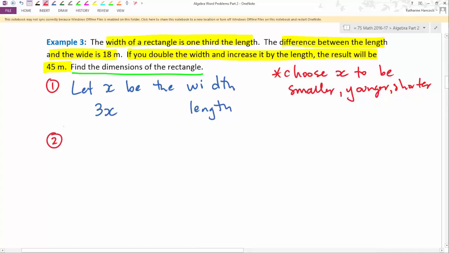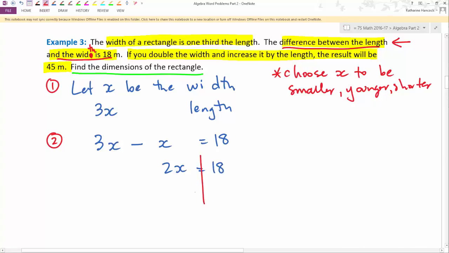Now we need to write our algebra equation. One way we could do it is to say that the difference between the length and the width, oh, there's a typo, and the width is 18. Let's try using this one here. The difference between the length and the width is 18. Difference means we're going to subtract. So the difference is 18 meters. We don't need the meters until the end. 18. So difference means I'm going to subtract the small thing from the big thing. I'm going to get 2x equals 18.